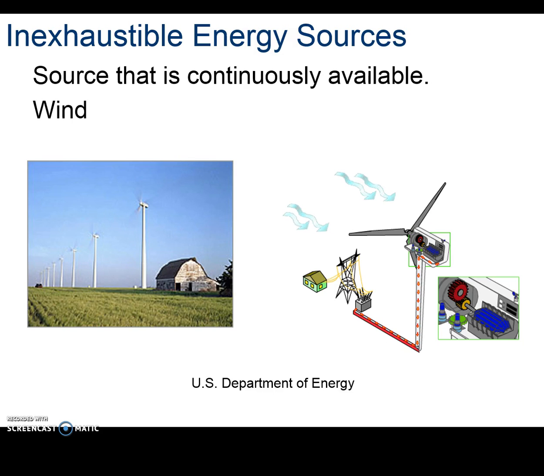This last example of inexhaustible energy sources is wind. Just like water could be used in a hydroelectric dam to produce electricity, so can wind be harnessed. As the wind blows across the blades of the wind turbine's generator, it spins, which produces electricity. This is an extremely clean way to produce electricity, but it has one major drawback. If there is no wind blowing, then there is no electricity being produced.